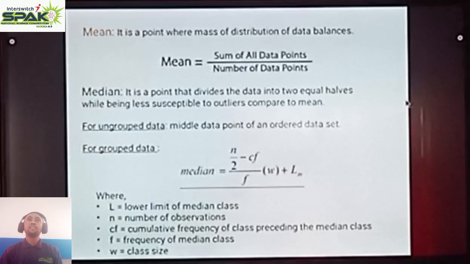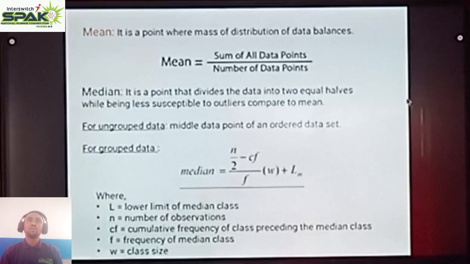So when we talk about grouped data and ungrouped data for mode and median, ungrouped data for median is the middle data point of an ordered data set. Now the ordered data set is talking about the arrangement of the numbers. Before you can find the median of any given number on ungrouped data, the first thing you do is to rearrange the numbers. It can be arranged in ascending order or in descending order. You just make sure that the numbers are in order of magnitude.